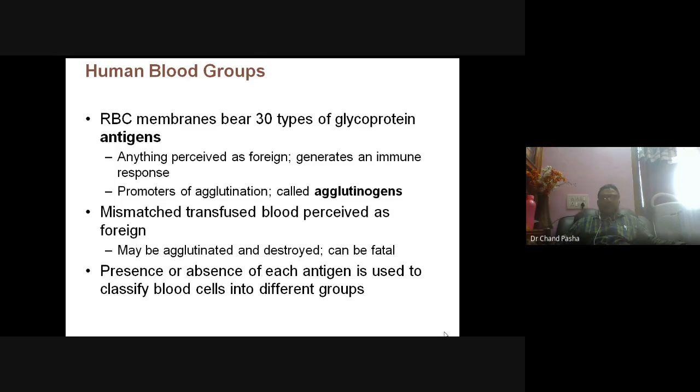Mismatch transfused blood, if you are doing, then what happens here? It will be considered as foreign. If I am an A blood group person, and somebody is transfusing B to me, that B antigen is foreign to me. The B antibodies are there in my blood, so they will bind all the antigens coming from the B. So B antibody plus B antigen will be brought to one place. A clump will be formed, which is called agglutination, and this is very dangerous.